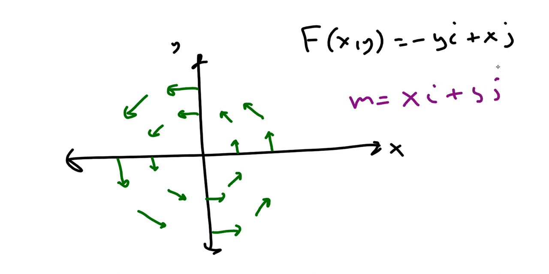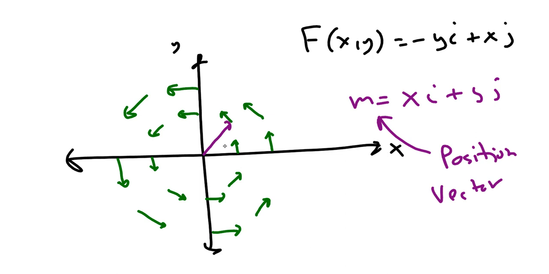And this vector has a very special name. It's called a position vector, because all it does is go from the origin out to a location. And how do you know that? Well, because the x component of the vector is just x and the y component of the vector is just y. So that's why this thing's a position vector. So that's pretty handy, actually.